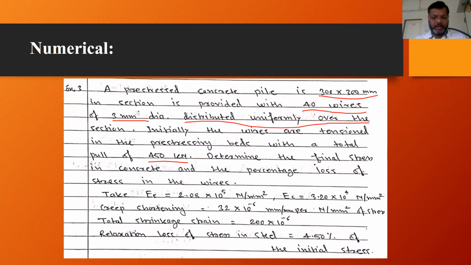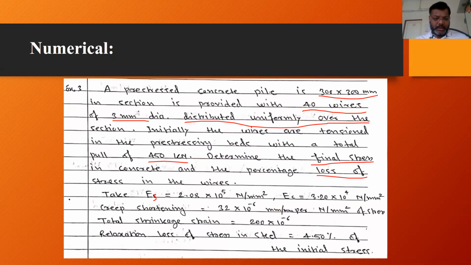So we have to find out the final stress, means initially we have to find out the loss of prestress, so that the loss of prestress will give us the final stress, that is total initial stress minus loss of stress will give the final stress. So for that, we have to take the value of Es, that is modulus of elasticity for steel, equals 2.08 into 10 raised to 5 Newton per mm square. Modulus of elasticity for concrete Ec is equal to 3.2 into 10 raised to 4 Newton per mm square. Creep shortening is given equal to 32 into 10 raised to minus 6 mm per Newton per mm square of stress.